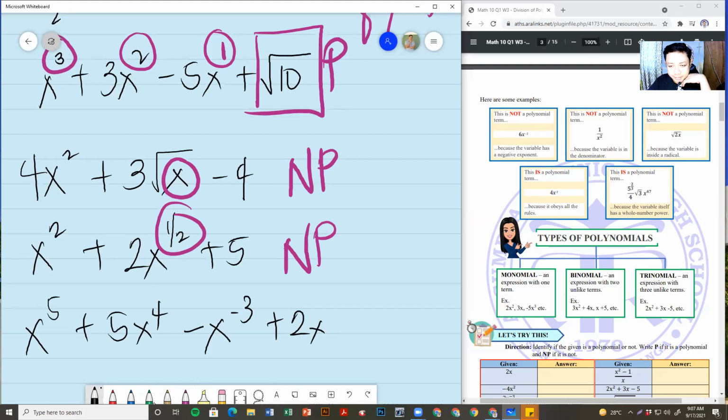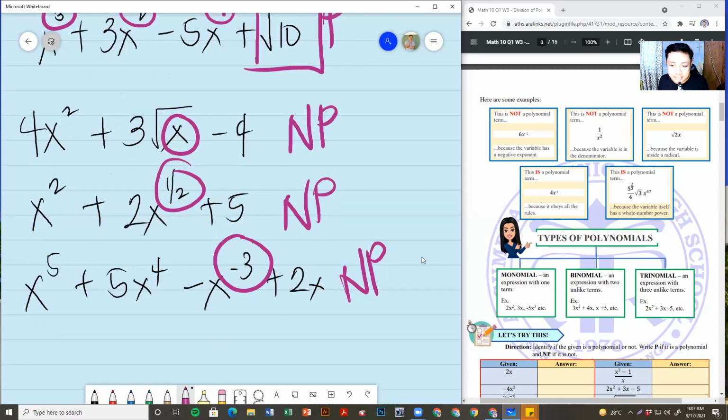Polynomial or not? Type it in the chat box. Very good. This is also not a polynomial. Why is it not a polynomial? Gerald. Very good, because of the negative exponent. So that's it. So now you know which are polynomials and which are not.